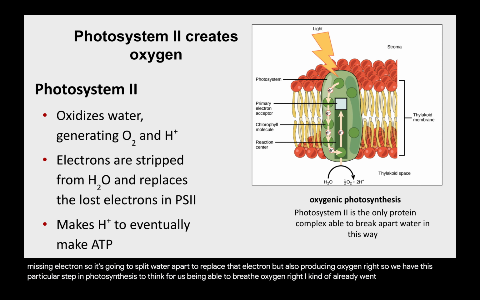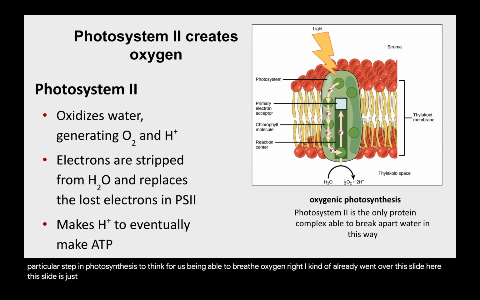I kind of already went over this slide here. This slide is just reiterating that we're splitting apart water, right? And that's giving us oxygen, that's giving us hydrogen ions, and it's replacing that lost electron in our photosystem 2.